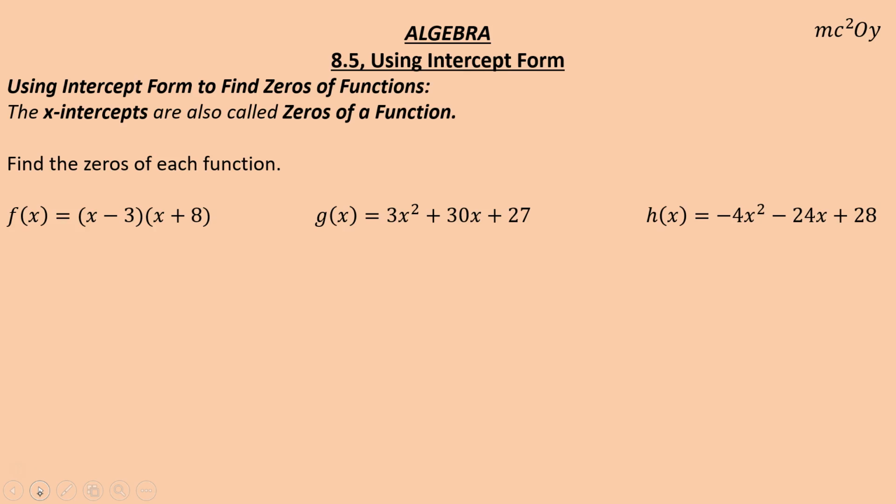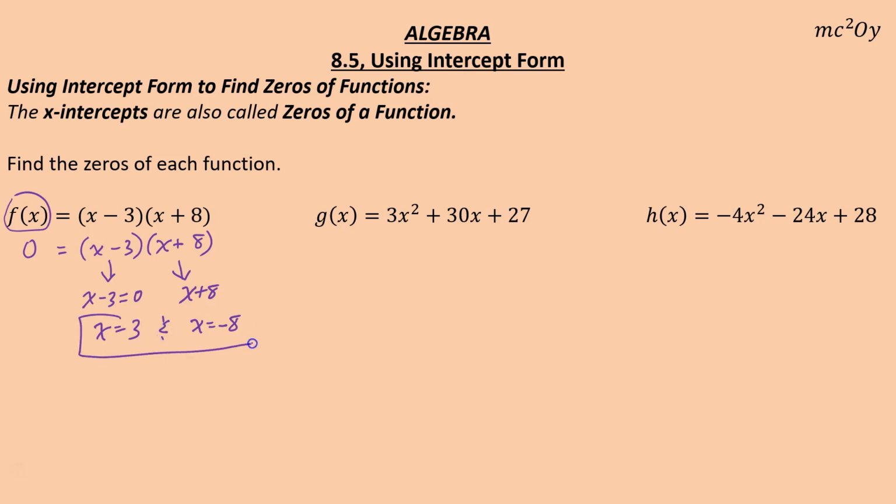They're called zeros because when we call it a zero, we're saying f of x, this right here, is equal to 0. Okay, so we're saying x minus 3 times x plus 8 equals 0. So one of these two things has to be 0. So if x minus 3 equals 0, x is 3. If x plus 8 equals 0, x equals negative 8. Okay, those are my two zeros there.